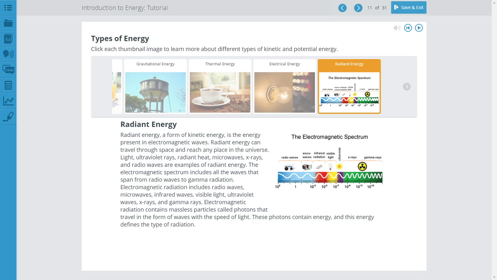There's more. Some of these are large groups, like radiant energy covers so many other kinds of energies, but these are the big groups, and some of them do apply directly to living things, and some of them, it's a bit of a stretch, but at least you know what they are, right? And every single one of them is some combination of potential and kinetic energy.